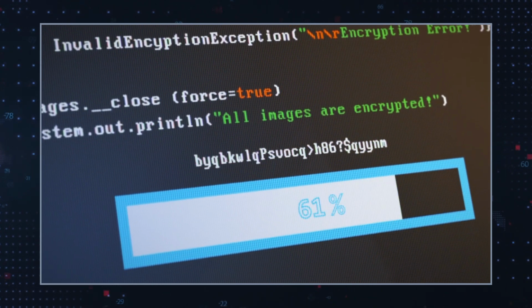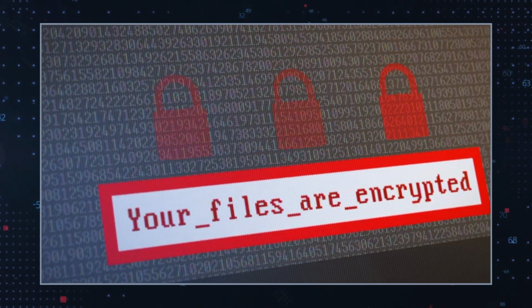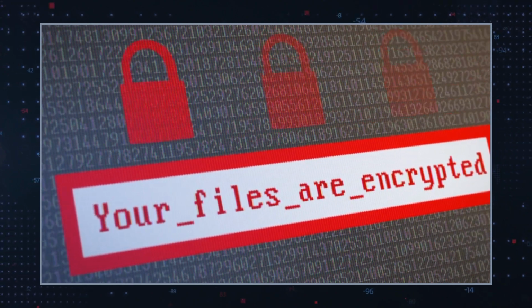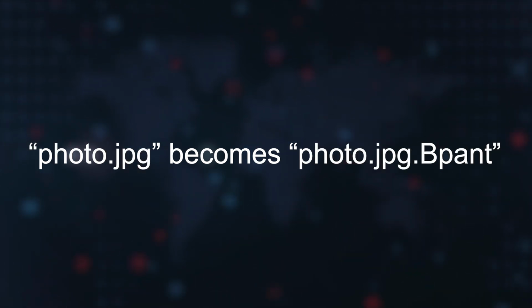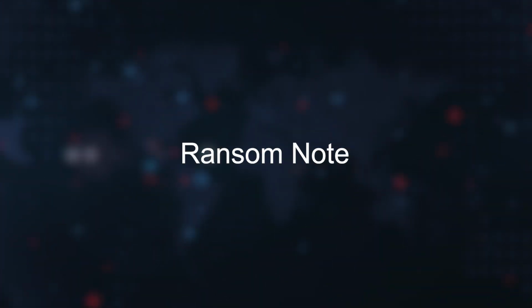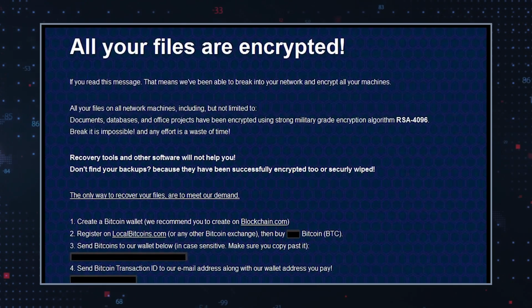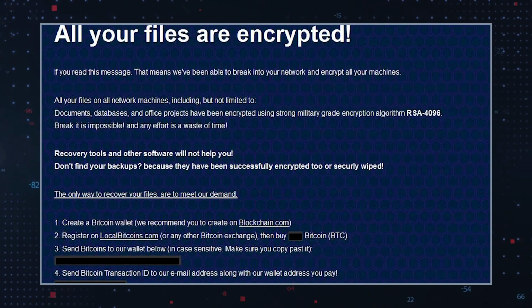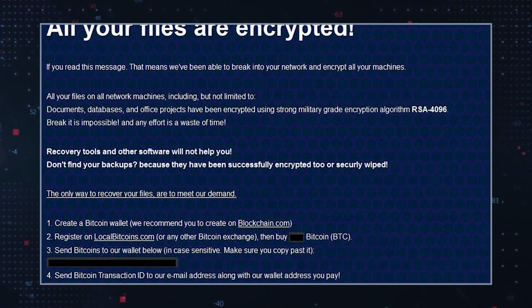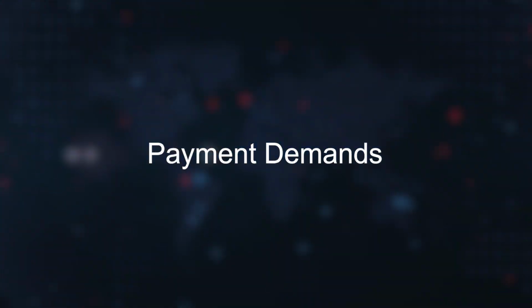Encrypted files are appended with the .bpant extension, making them easy to identify. A file originally named report.docs becomes report.docs.bpant. Photo.jpg is renamed photo.jpg.bpant. Ransom note. After encrypting files, BlackPanther generates a ransom note, typically named readme.txt or a similar variation, and places it in affected directories.